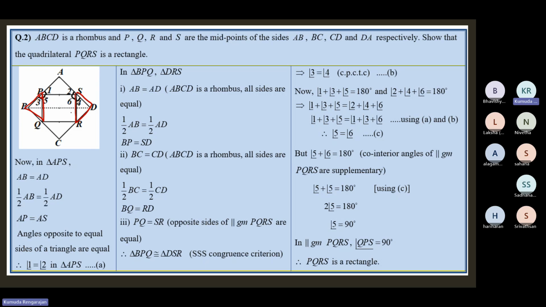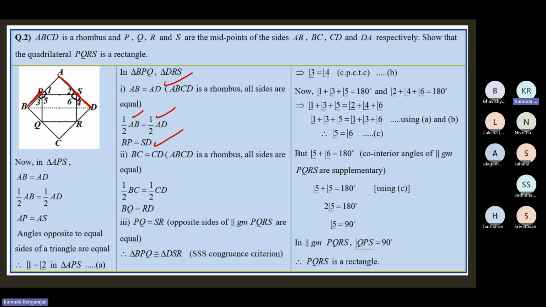And hence, by CPCT, angle 3 is equal to angle 4. For that, you need to write BP is equal to DS. BP is equal to half of AB, and DS is half of AD. And AB is equal to AD, because in a rhombus all sides are equal.